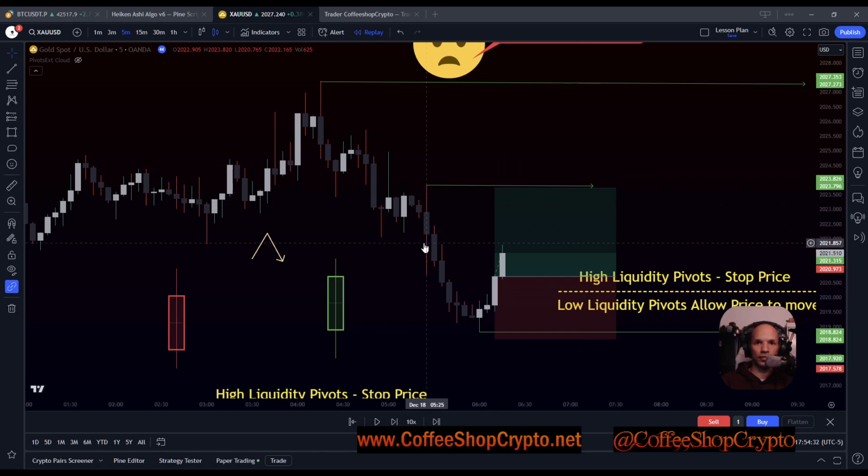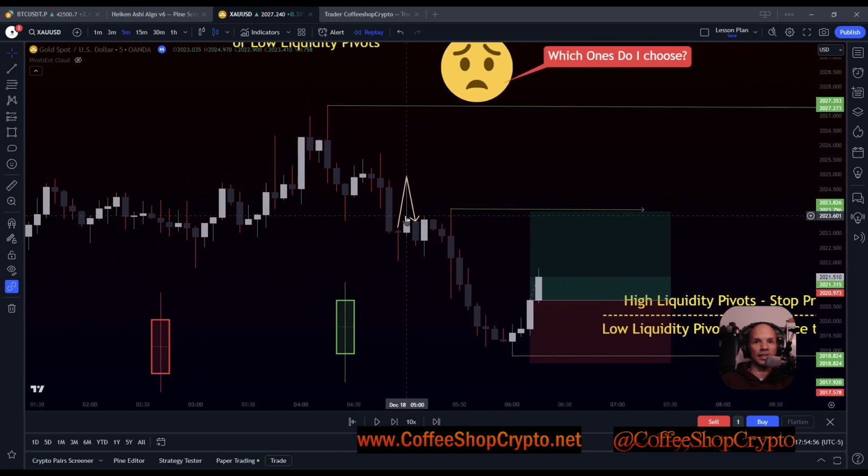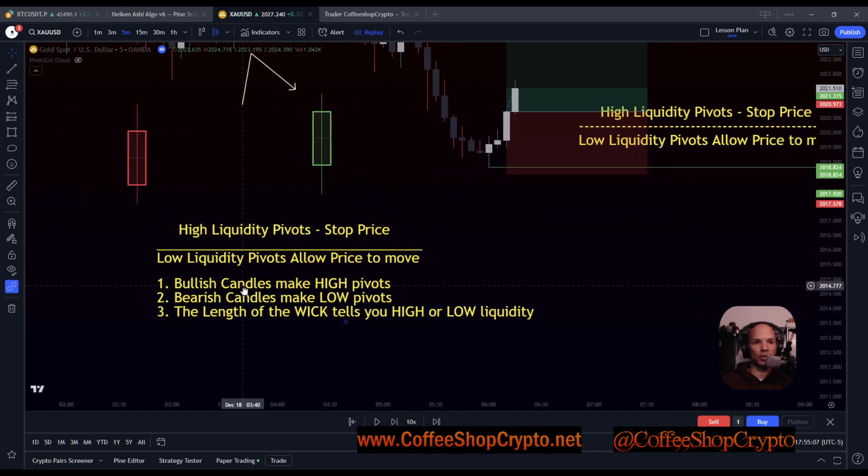What you want to find is the bullish pivots that have a swing high. That means the high of the bullish candle is higher than the high of the candles on both sides. See? Here's a high with a lower high on one side and a lower high on the other side. You want these candles in a downtrend. That's what you want. And again, in a downtrend, you are looking for bullish candles. And what did I say? Bullish candles make highs. Bearish candles make lows.